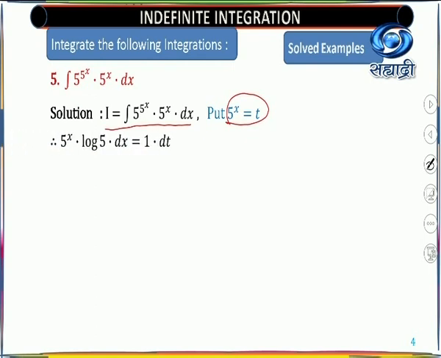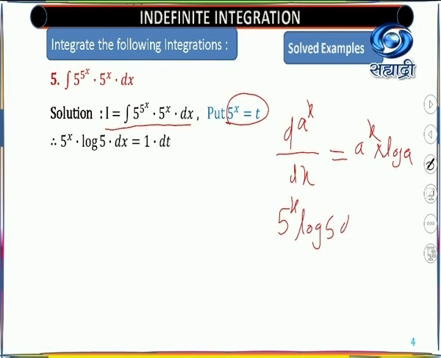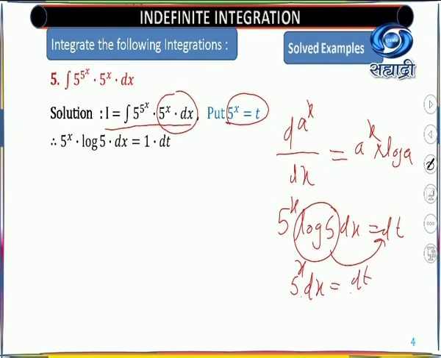Differentiating, this is the a raised to x formula. The derivative of a raised to x is a raised to x into log a. You have 5 raised to x on this side and t on this side. So differentiating both sides separately, you will get 5 raised to x log 5 dx equal to dt. Now look here, you have only 5 raised to x dx, so I will shift this log 5 to the other side. So 5 raised to x dx is equal to dt upon log 5.